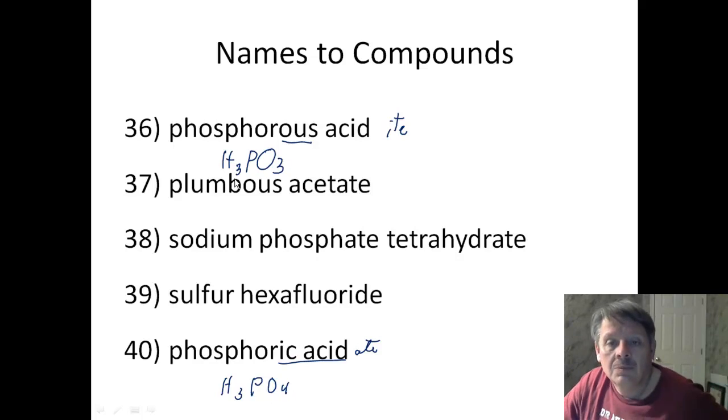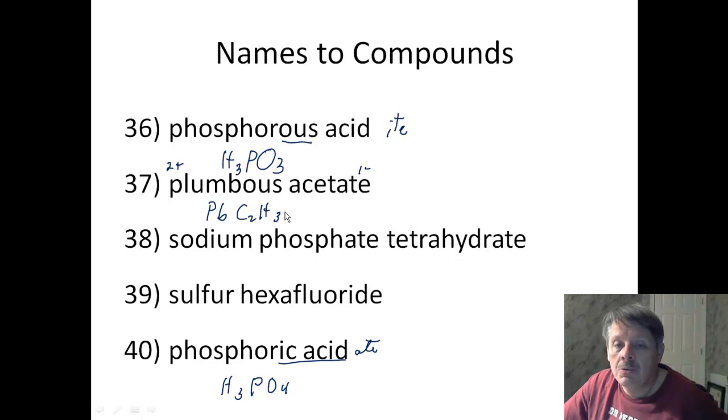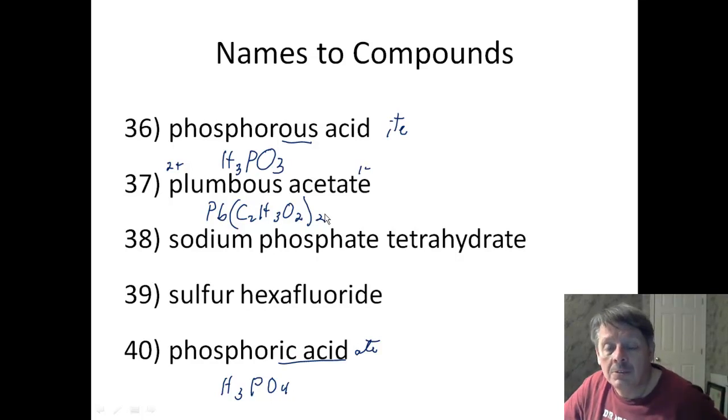All right, plumbous acetate. There I'm definitely looking at lead again, but this is the 2+ version of lead, and the 1- version of acetate. So it's Pb. And C2H3O2 is acetate, but when I do my crisscross, I need to have 2 acetates. So there we go, because that's an ionic compound.